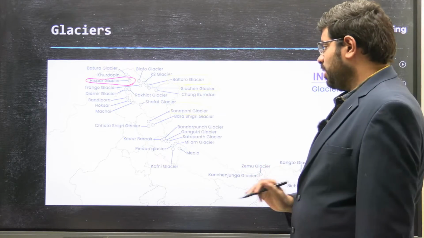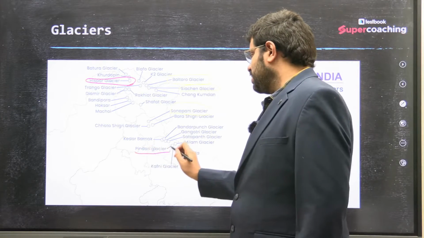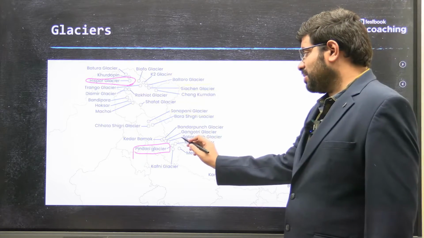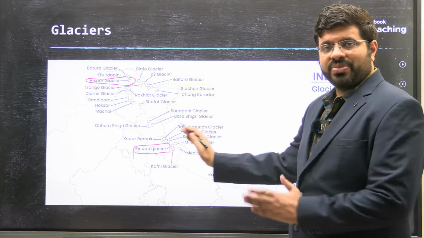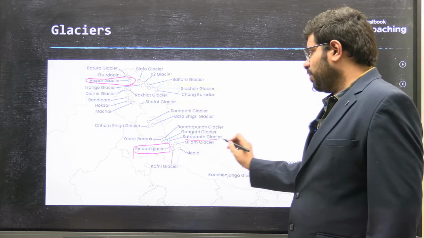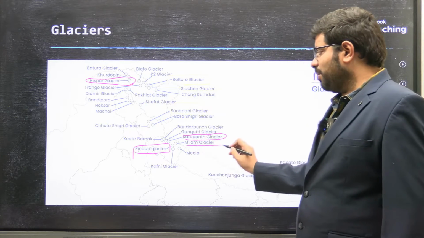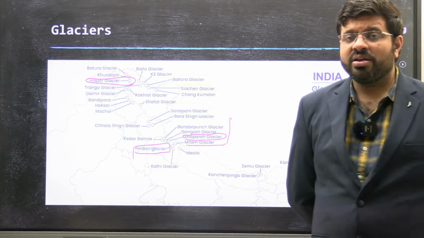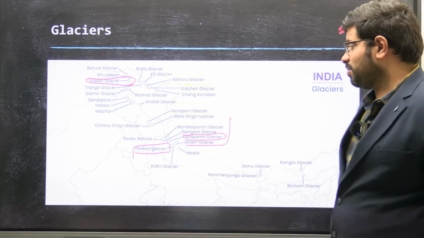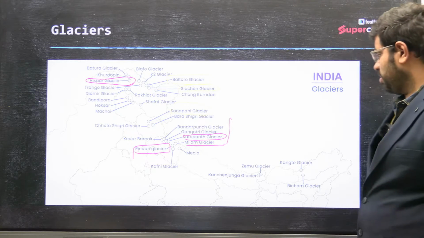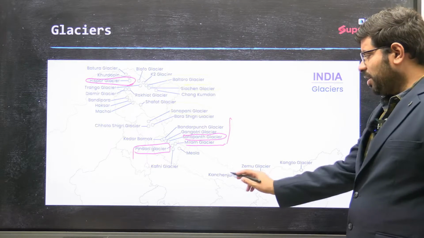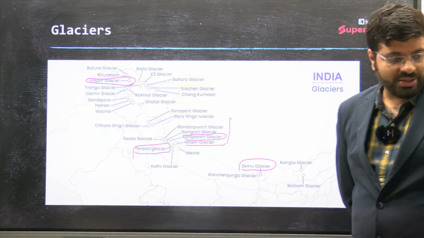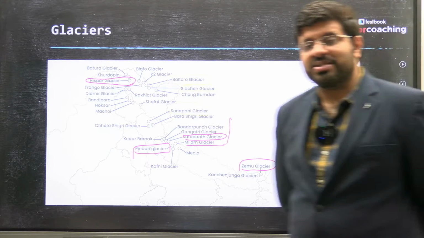Then you can see here, Pindari Glacier is one, right? Then Satopanch Glacier, just east of Gangotri Glacier. Just now we have discussed the Milam Glacier. You can see here, Bandarpunch, Gangotri, Satopanch are all part of the Garhwal Himalayas, whereas Milam is part of the Kumaun Himalayas. Then down here, very near to Kanchenjunga, Zemu Glacier. These are all the mappings of the glaciers I want you to remember.